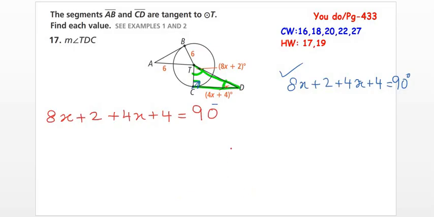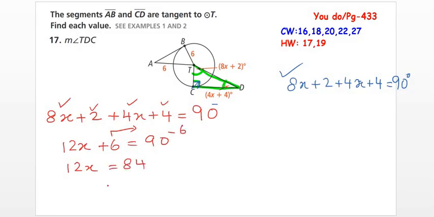always be 90 degrees. Now 8x and 4x will give us 12x, and 2 plus 4 will give us 6 equals 90. Now let's move 6 to the other side, so it's going to be minus 6. So it is 84. Now divide each side by 12. So it will give us x equals 7. Is our question done? No, because we are trying to find this angle D measurement.